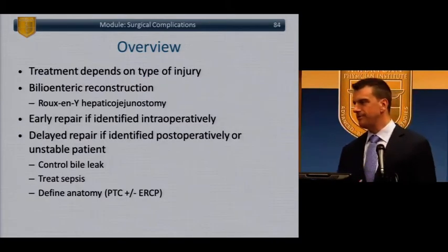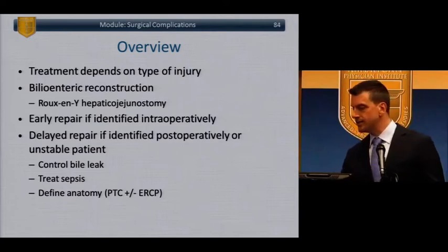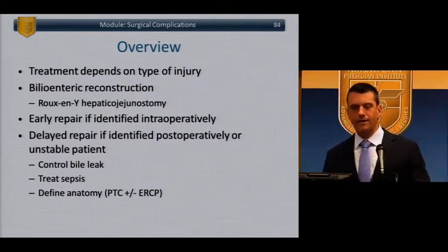So the treatment will depend on the type of injury. Usually you need a biliary enteric reconstruction with Roux-en-Y hepaticojejunostomy. If you identify it intraoperatively, it should be repaired as soon as possible if you have the skill set. Some of the literature suggests it should be repaired by someone who repairs these injuries commonly and not the surgeon that caused the injury.